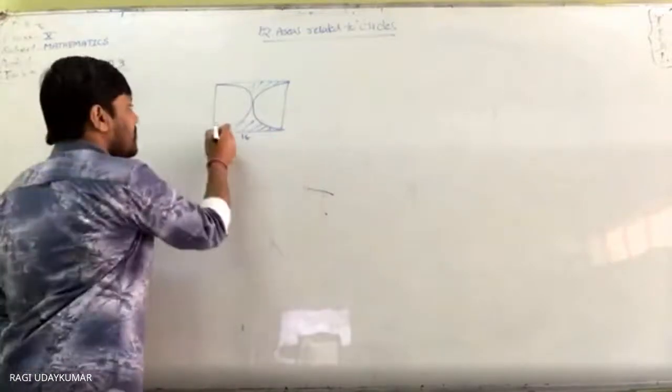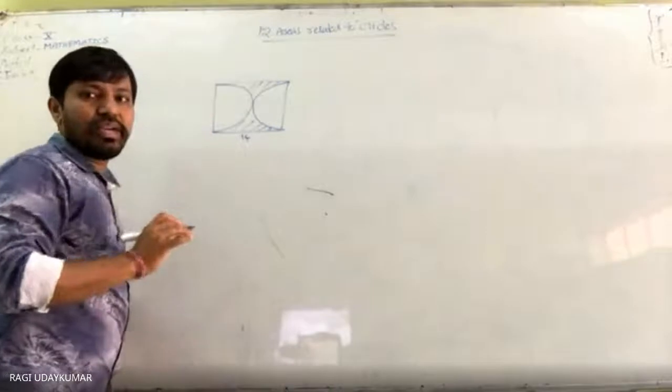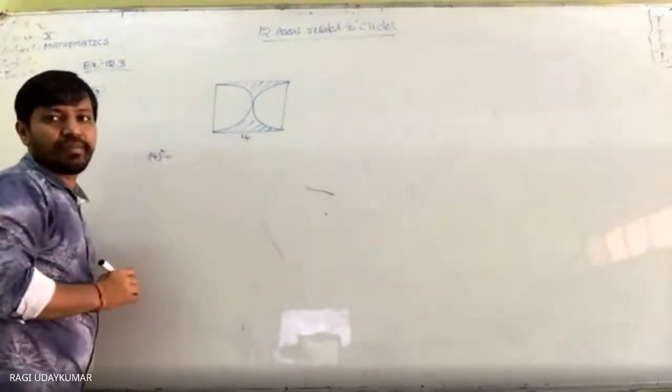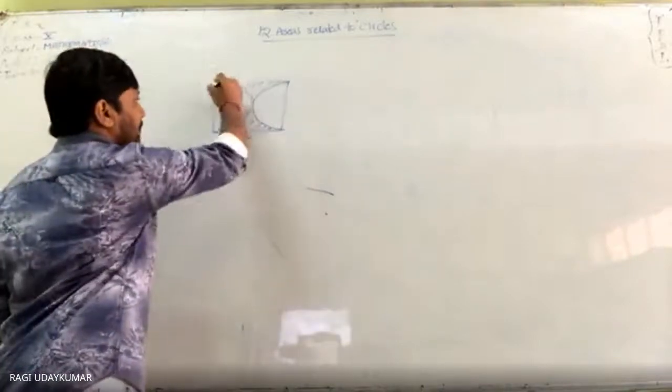So what is the radius of the semicircle? What to do here? Very simple question. Nothing much. Area of the square is 14 square. Area of the square and area of the circle.